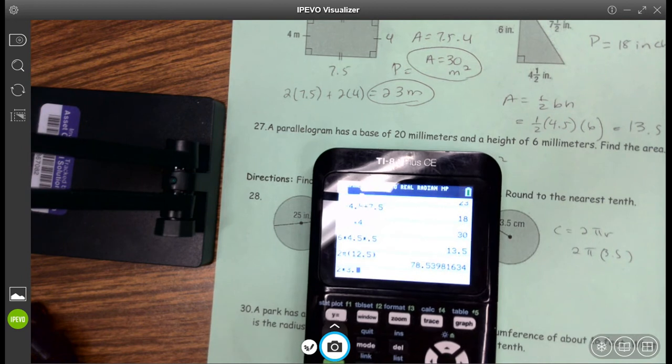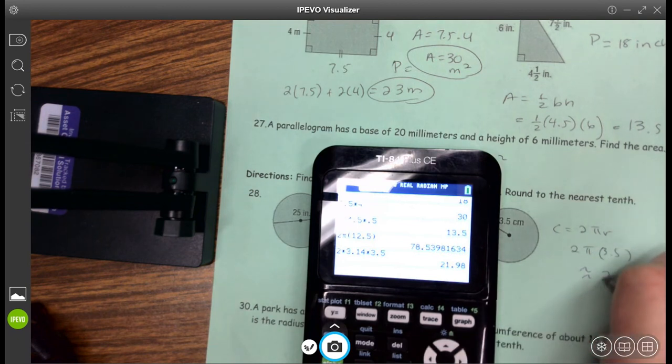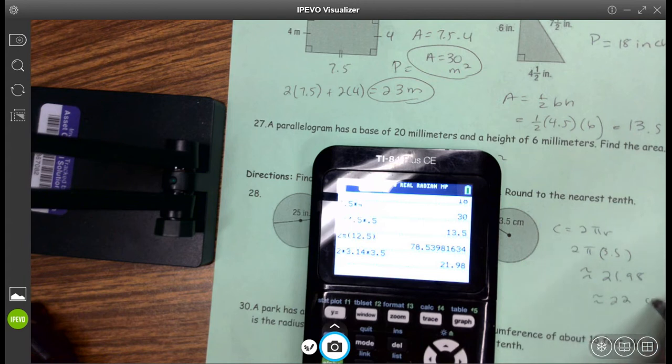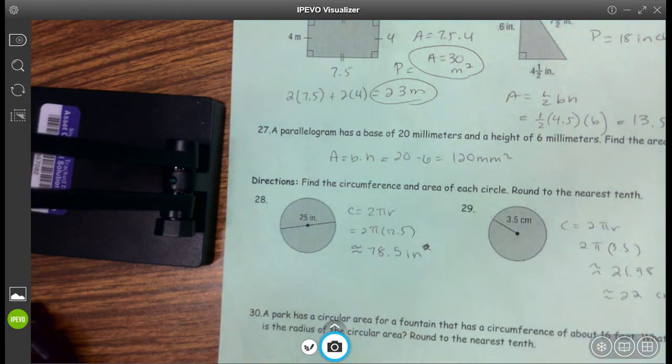Okay, here I'm going to use 3.14. 2 times 3.14 times 3.5. And you're going to get about 21.98. Oh, but they want the nearest tenth, so I'll actually round it to 22, because the tenth is the 9, it would go up. It wouldn't be squared, sorry, because it's just circumference.